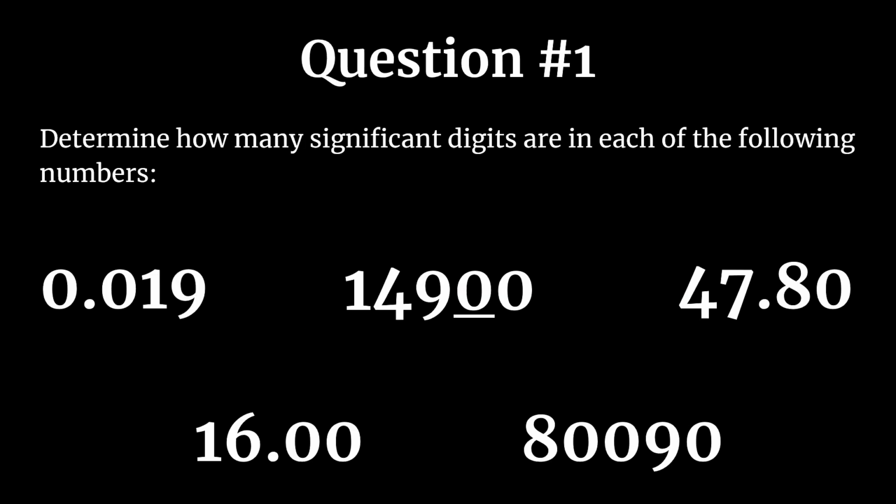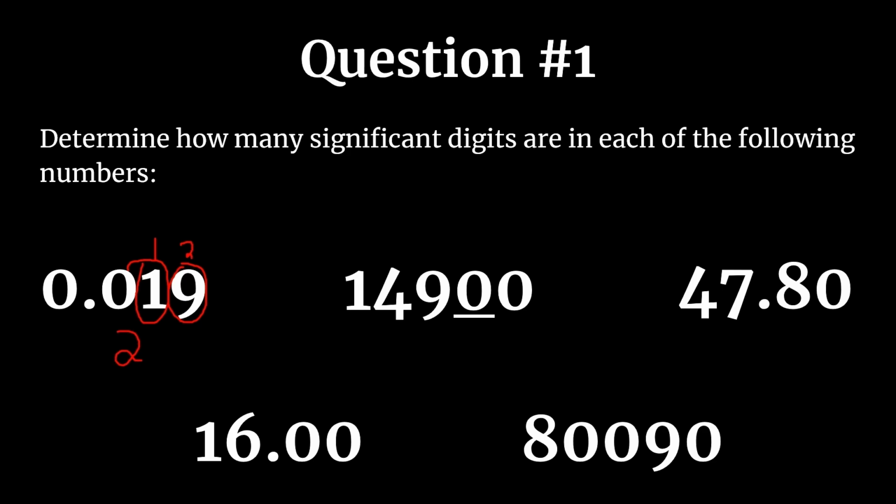Now let's try solving these problems. Determine how many significant digits are in each of the following numbers. We have 0.019. Because these are leading zeros, only to show the positioning of the 1 and the 9 after a decimal point, then only these two numbers here are significant. So this number only has 1, 2, two significant digits.